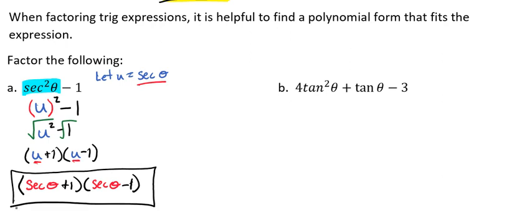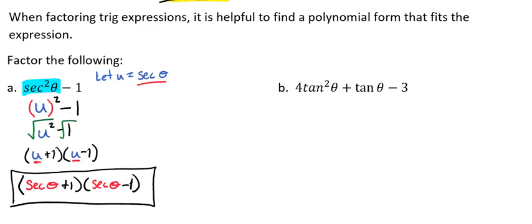So when it talks about finding a polynomial form that fits the expression, what it's referring to is this u squared minus 1, where we were able to find the difference of squares. Because that's a polynomial form that we're comfortable with, or at least more comfortable with. Let's take a look at our next example.